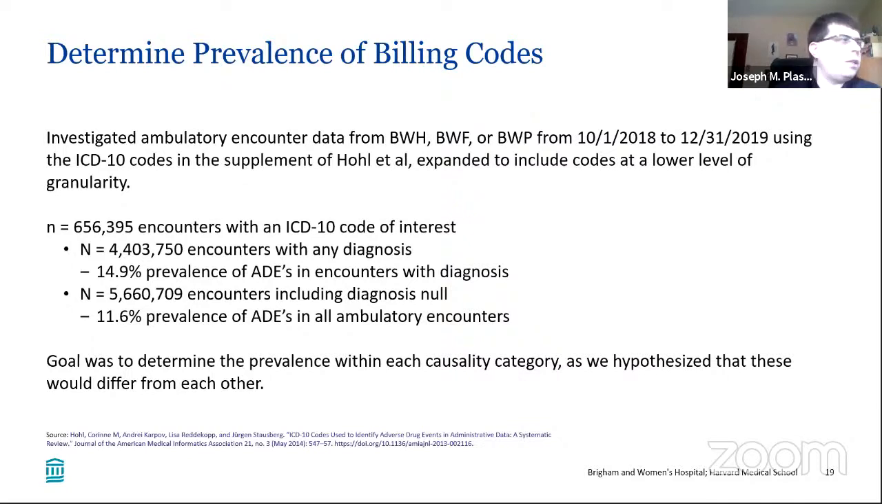In this particular data set, we had about 656,000 encounters with these ICD-10 codes of interest, which represents about 14.9% of encounters that had a diagnosis associated with them and 11.6% of all ambulatory encounters at our organization.